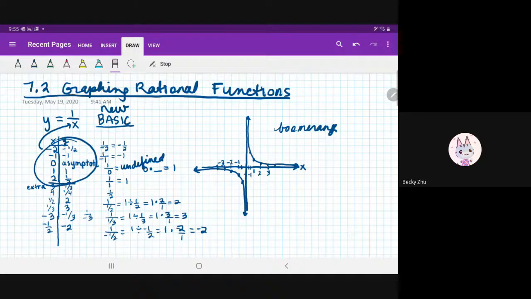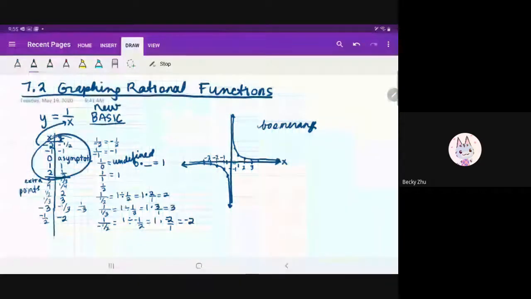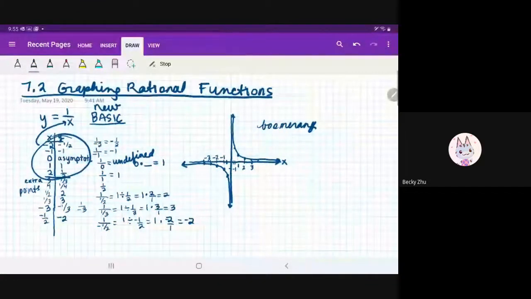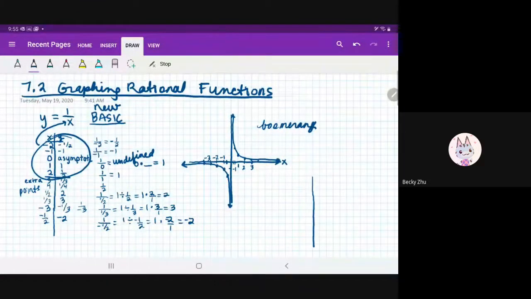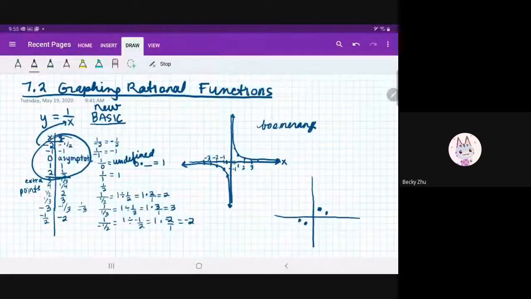Okay, so our plan is not going to be to graph all these points. So these are all extra points down here. So let's just draw another little sketch and see how we're going to memorize our points. We have 1, 1, 2, 1/2, -1, -1, -2, -1/2.